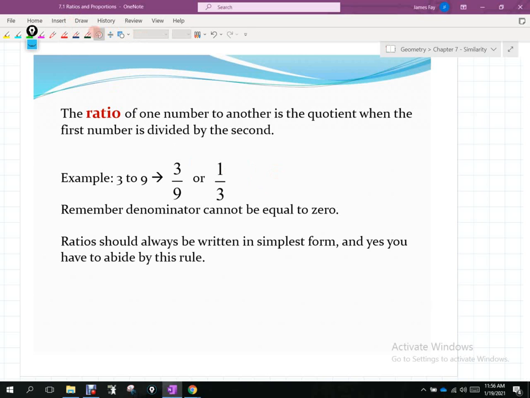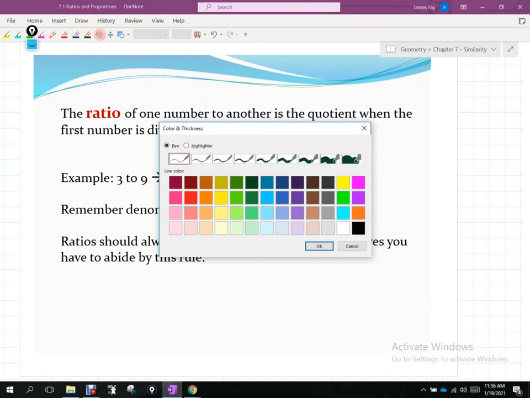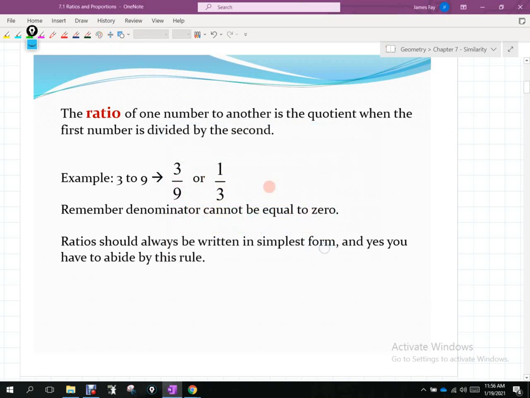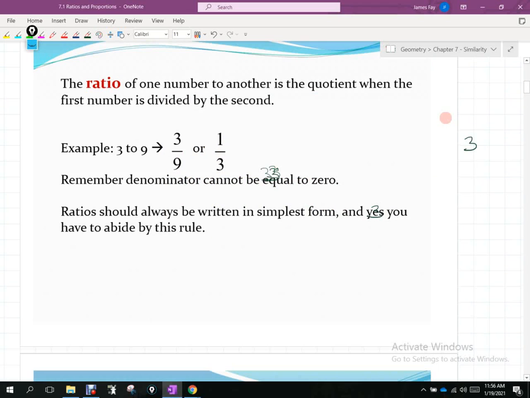3 colon 9. You've seen that before, right?